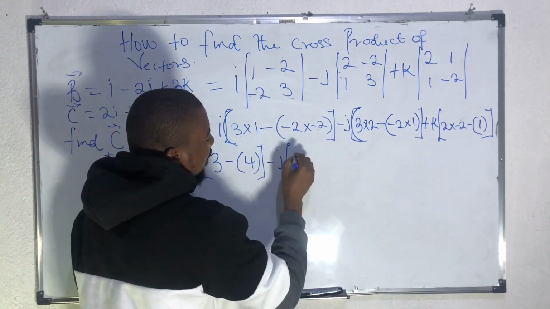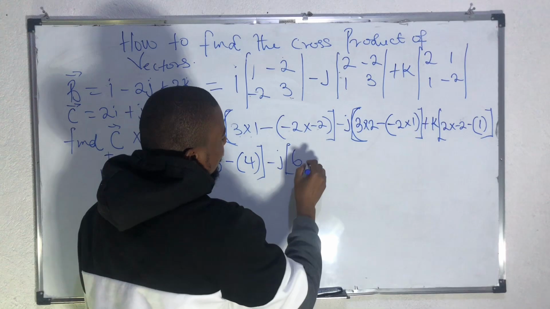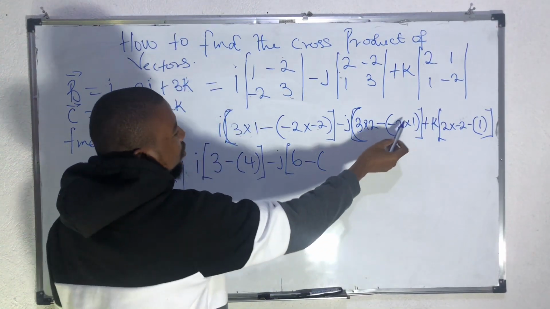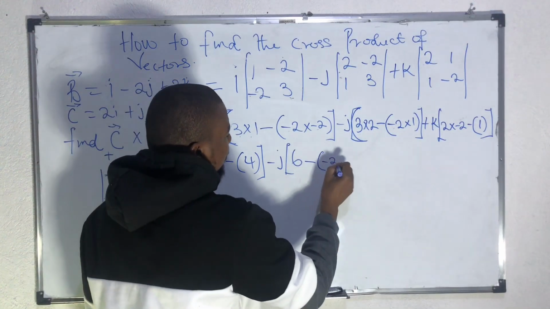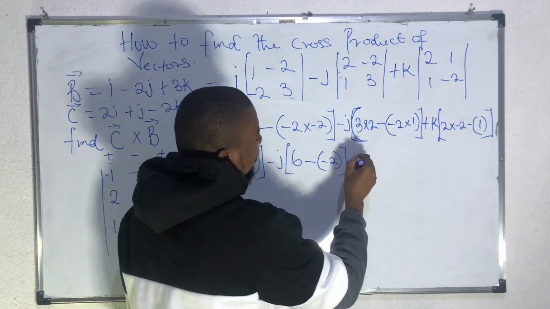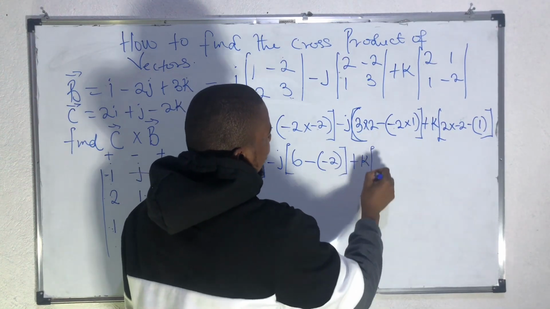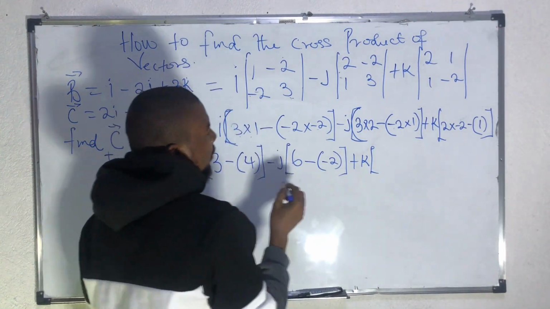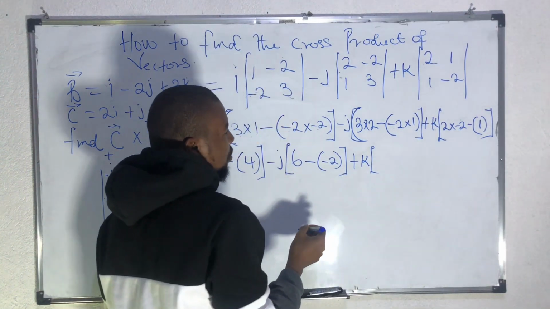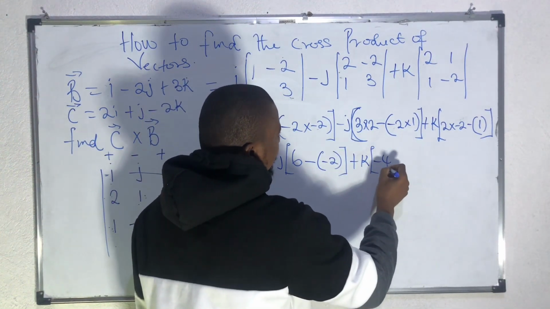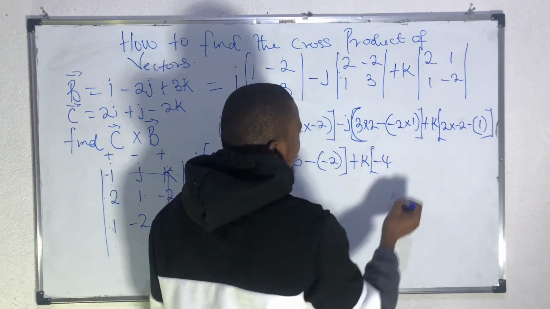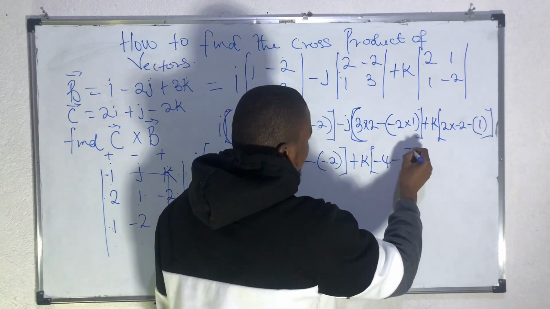We have a minus J. I'll open another bracket. 3 times 2 will give you a 6, minus, I'll open another bracket. -2 times 1 will give you a -2. You close the bracket. And lastly, for the K, we have a plus K. I'm going to open my bracket again. Here we have 2 times -2, which gives you a -4. Now, negative times 1 will give you a -1.